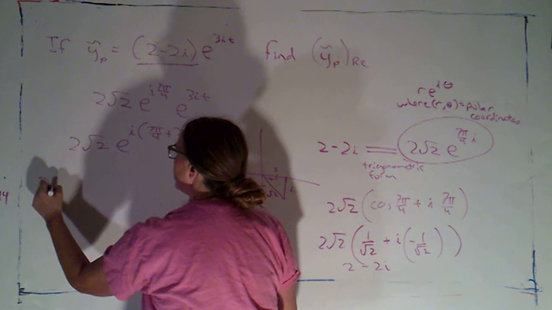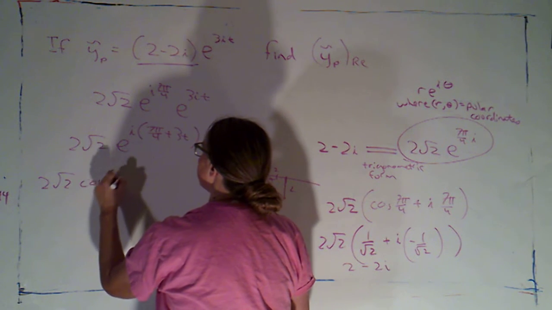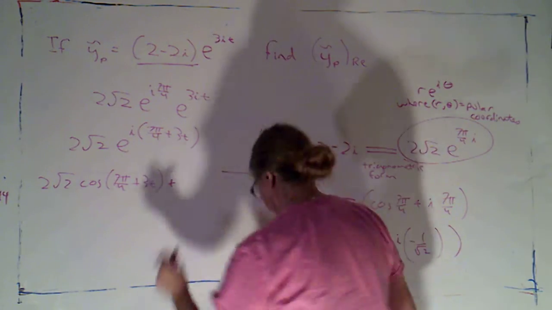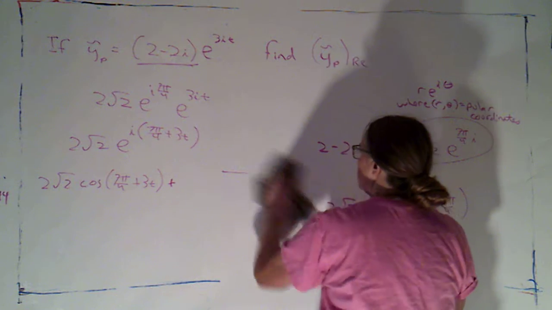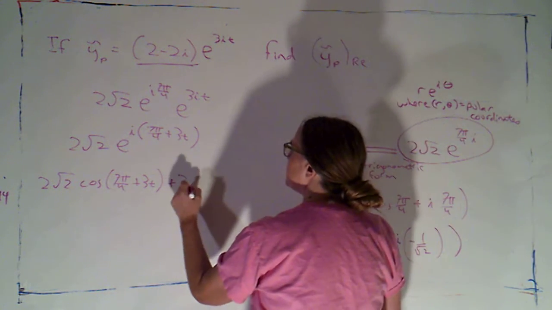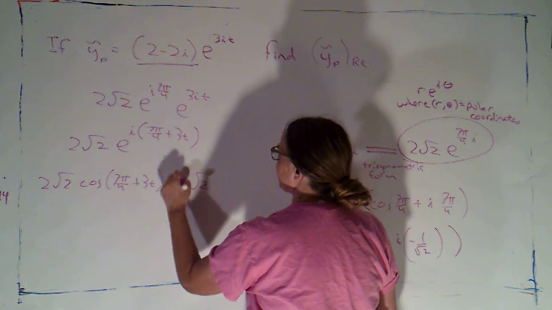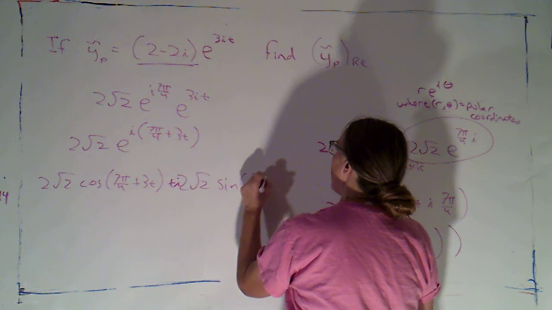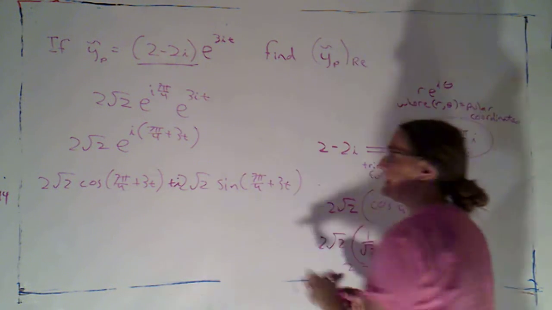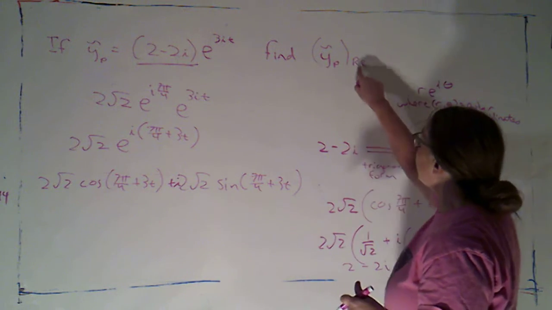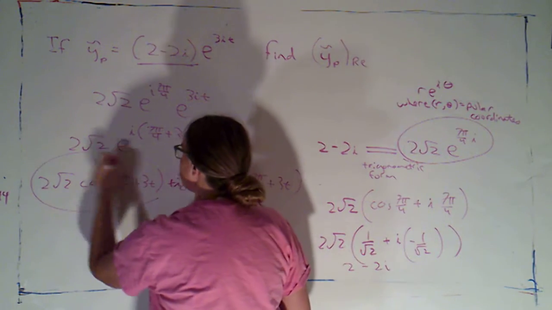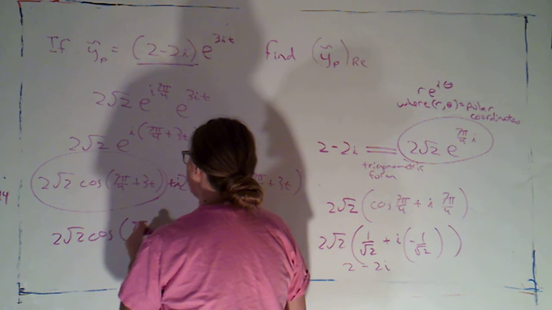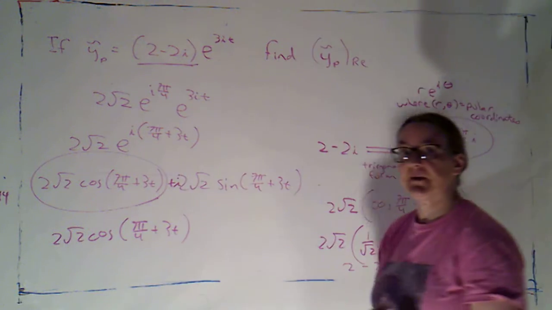Well, that's going to be 2 root 2 times cosine of 7 pi over 4 plus 3t, plus, let's write the i first, i times 2 root 2 sine of 7 pi over 4 plus 3t. Now, if I wanted the real part, that's this right here. So it's 2 root 2 cosine of 7 pi over 4 plus 3t.